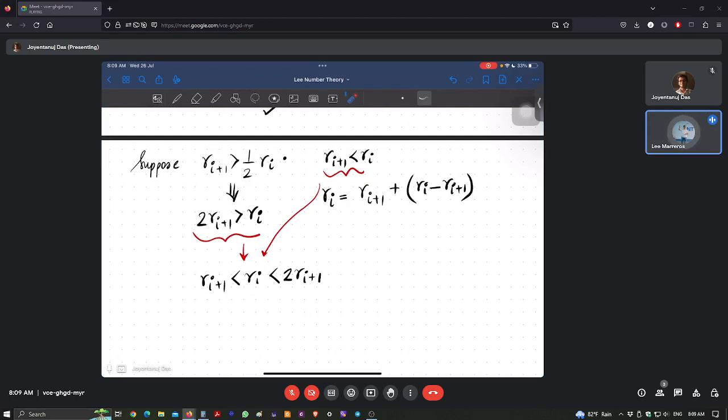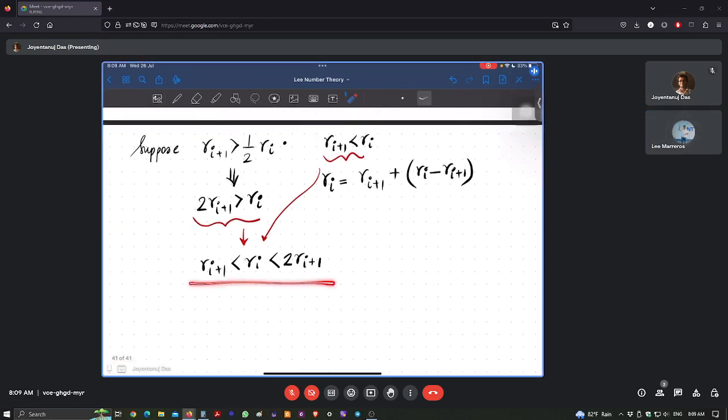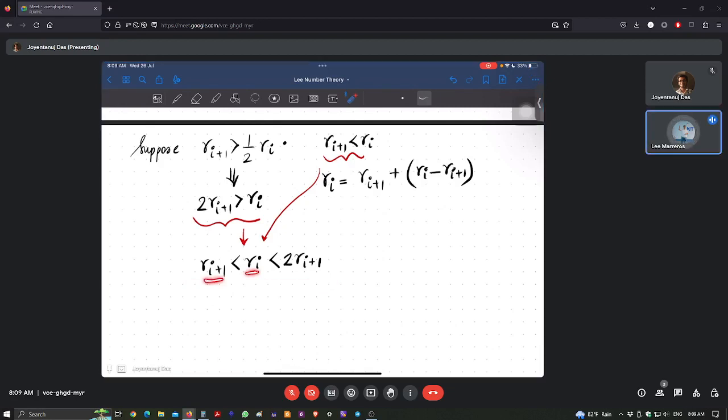Sorry, the last part I didn't get it. So this inequality, up to here is fine, right? Now I want to divide Ri by Ri plus 1. How many times will Ri plus 1 go? It will go only one time, right? If I do two times, then it will cross Ri, it will be bigger than Ri. Why?